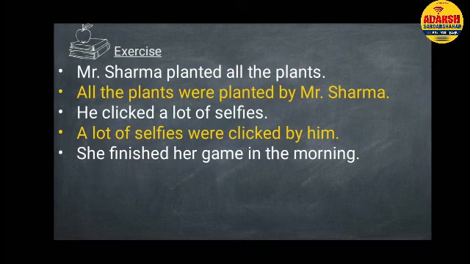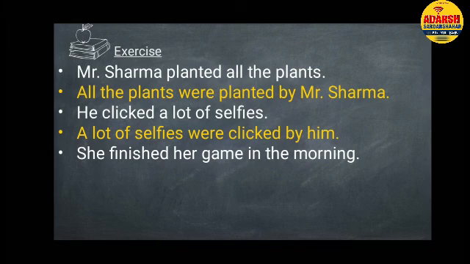Here our subject is she. And why is our subject she? Because she is our doer, and a doer is always our subject. And verb is our action. Here action is finished, so finished is a verb. And our object here is her game, because on it action is performing. The action of finished is performing on her game by the subject, and in the morning is a time adverbial.